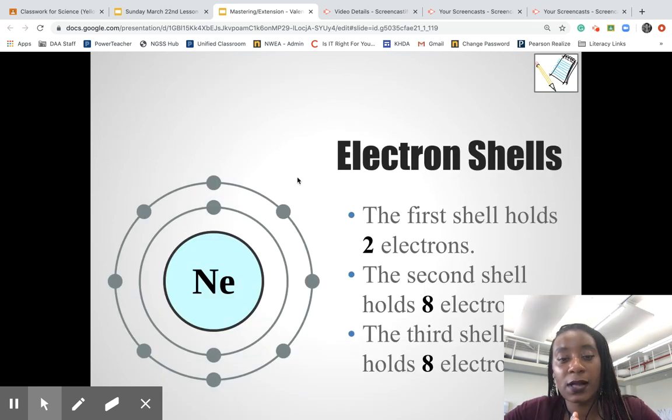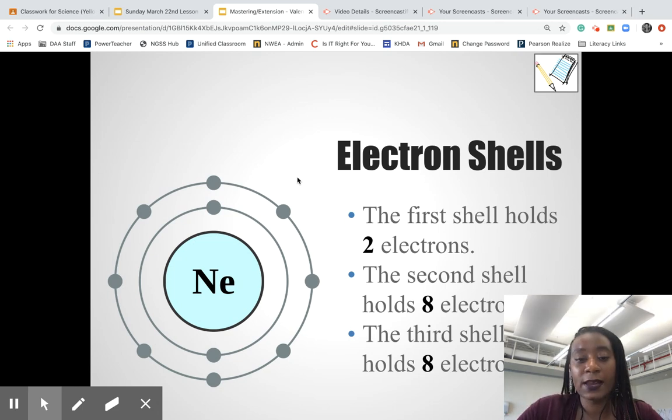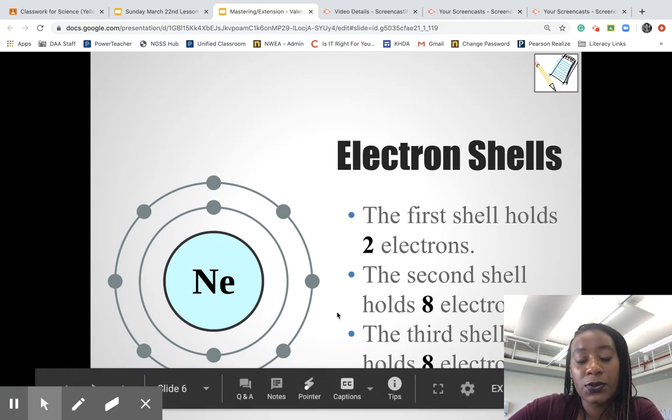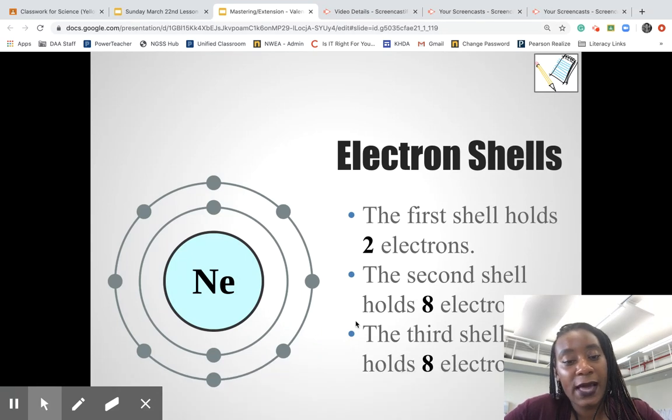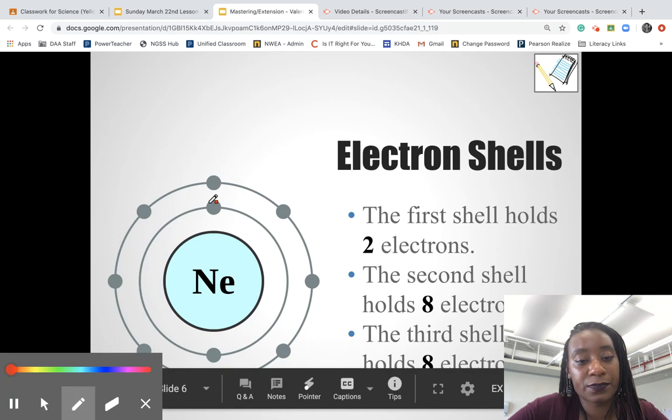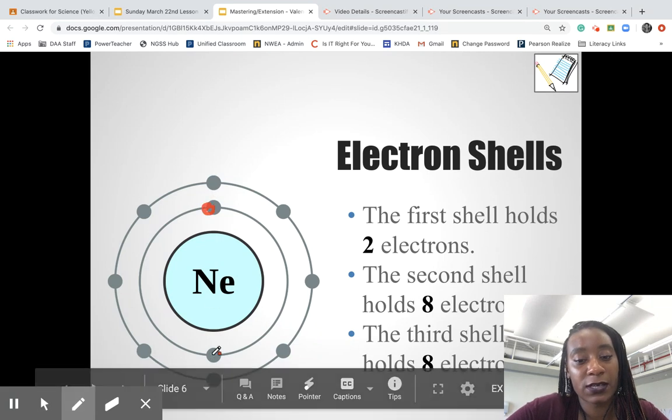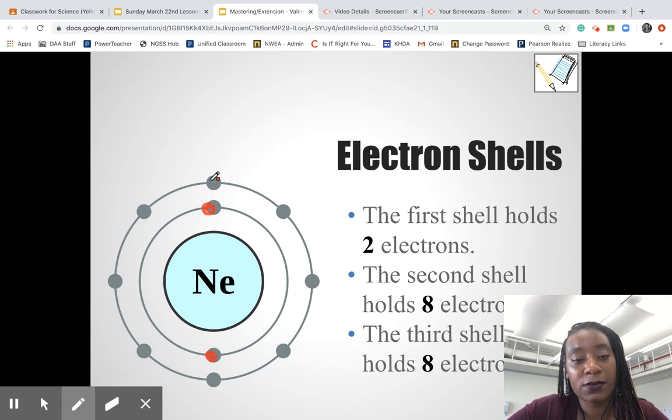So here's an example of neon. Go ahead and find neon in your periodic table. You should have a periodic table in front of you, and if not, go ahead and find one online and locate neon. So for neon, you'll notice that the first shell has only 2 dots in the center. We have an electron here, and we have an electron here. The second shell has 8 electrons. 4, 5, 6, 7, and 8.